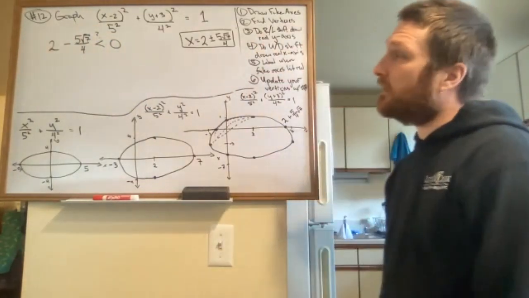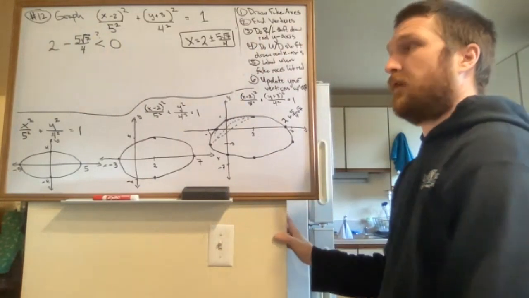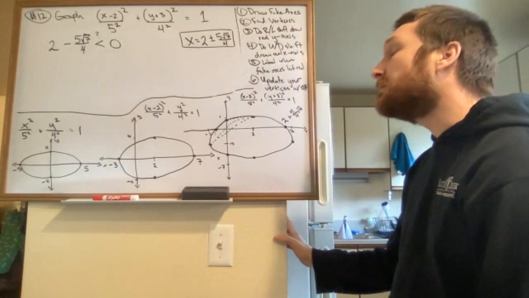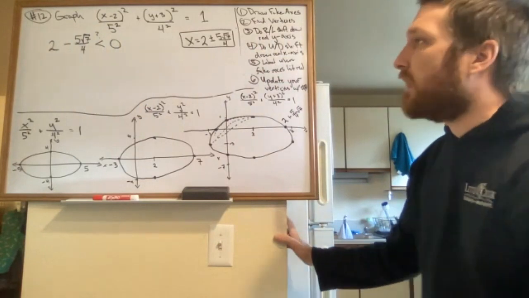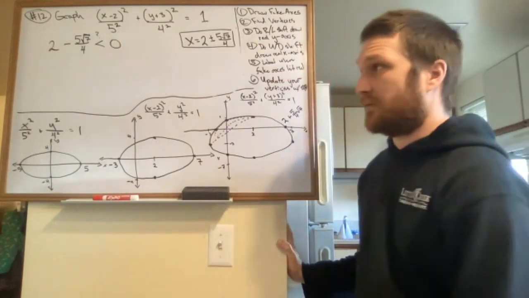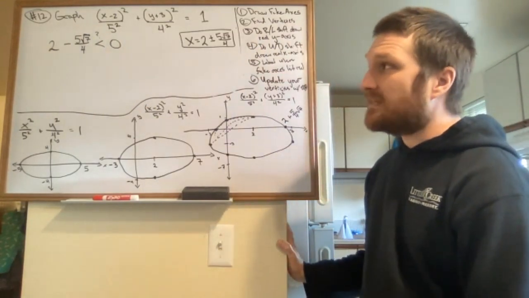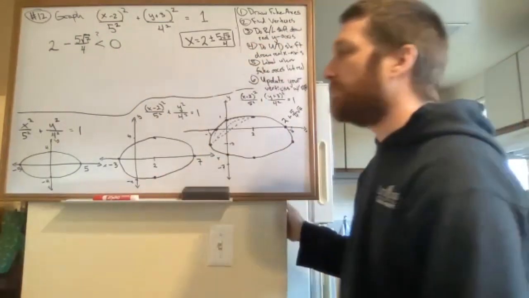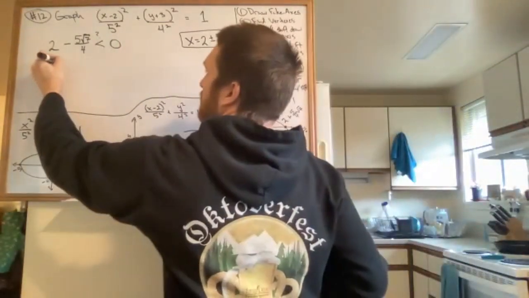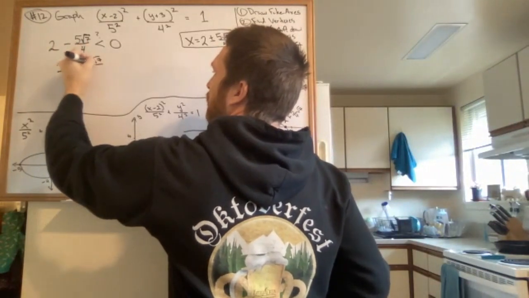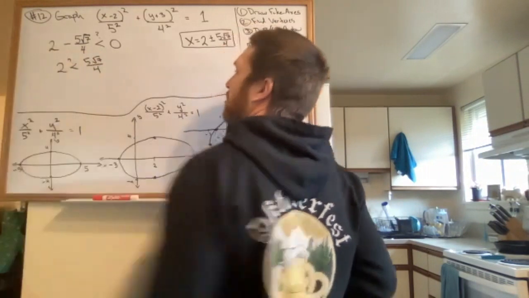I hate calculators and I want to forbid their use forevermore, but you could use a calculator. But here's the thing: I think this is easier than getting out a calculator, personally. We're just trying to figure out, is that true? I have 2 minus something. Let's add that something to both sides. In other words, is 2 less than 5 root 7 over 4? That's what I'm asking myself.